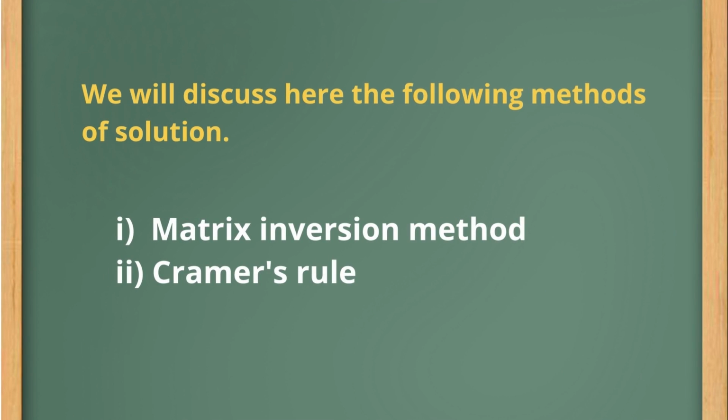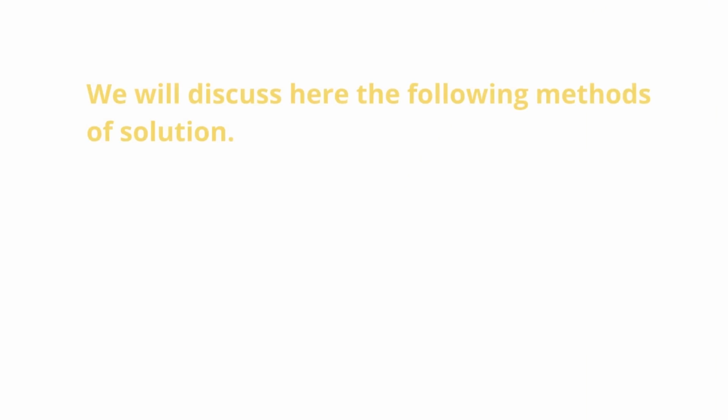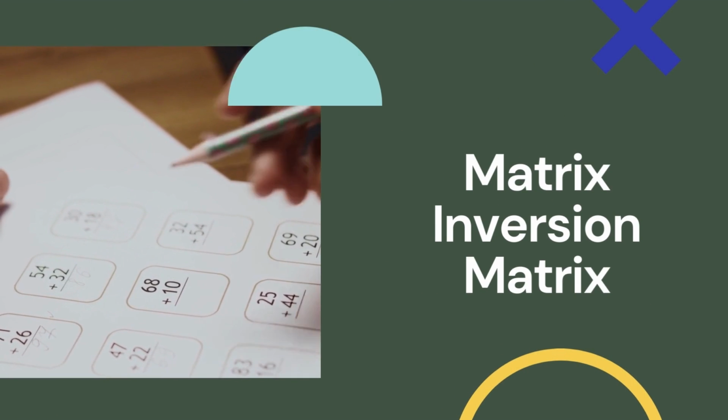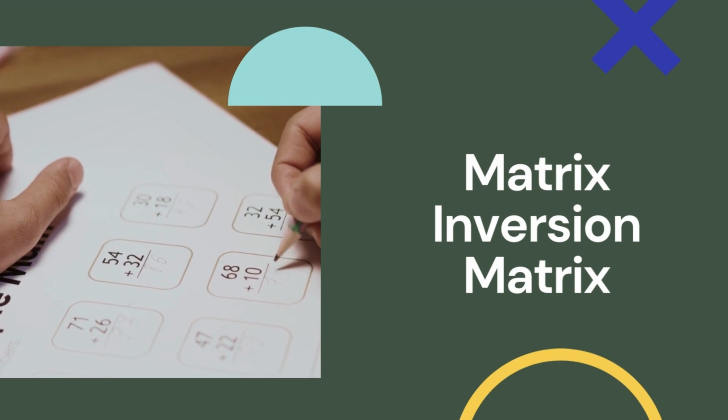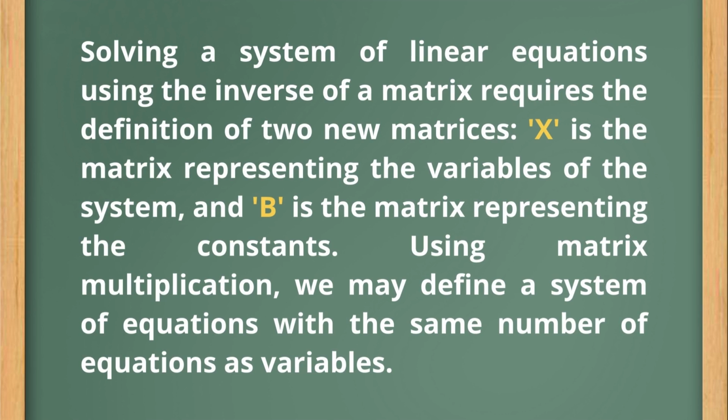We will discuss here the following methods of solution. The first method is called matrix inversion method, and the second method is called Cramer's rule. First we will discuss what the matrix inversion method is, and how to solve linear equations with the help of this method. First we will look at the matrix inversion method.